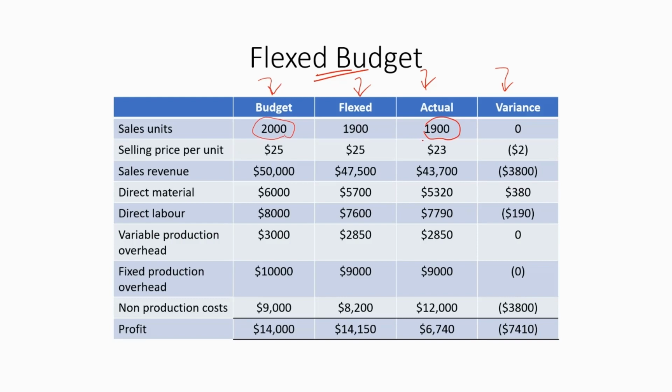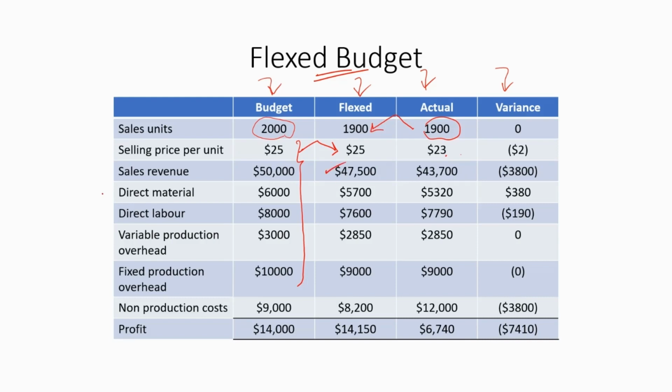This is how we prepare a flex budget. We use the actual sales units for the flex budget. So 1900 actual sales units will be the sales units under the flex budget. Now we have to prepare the flex budget using the fixed budgeted amounts. We are going to consider the selling price per unit from the fixed budget, so it will be $25. Then we can calculate the sales revenue using these two figures.